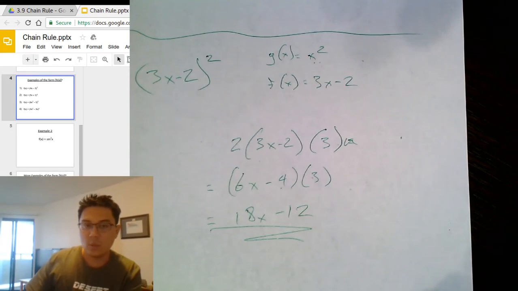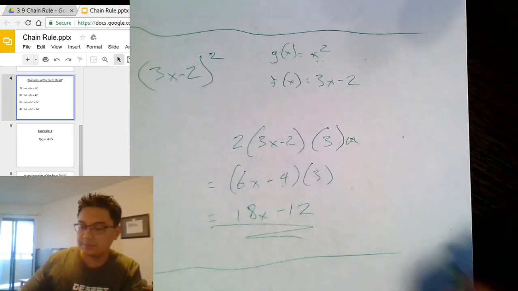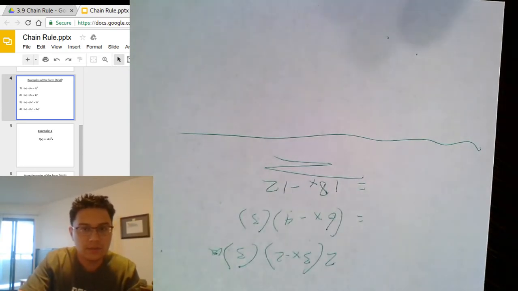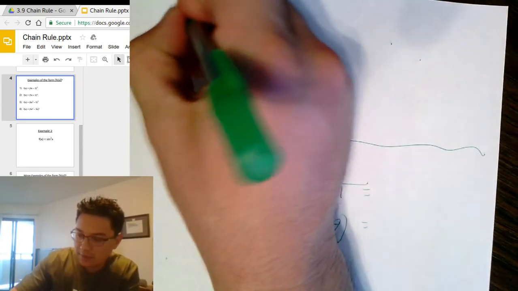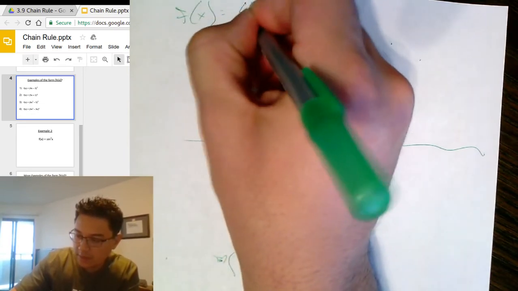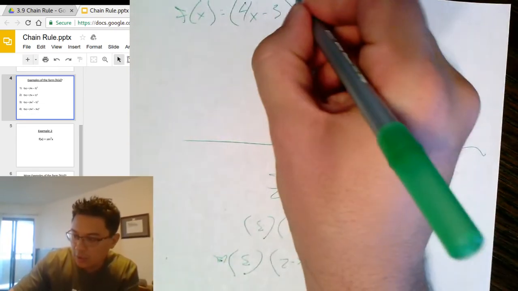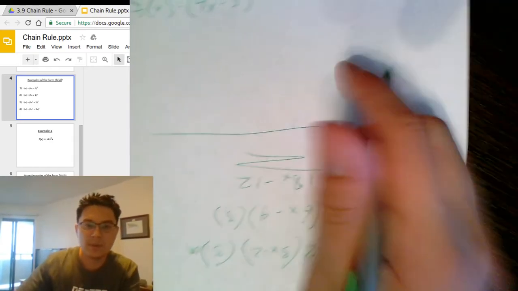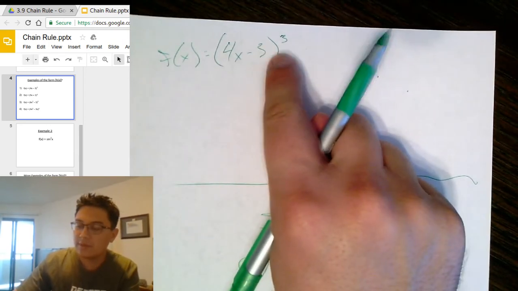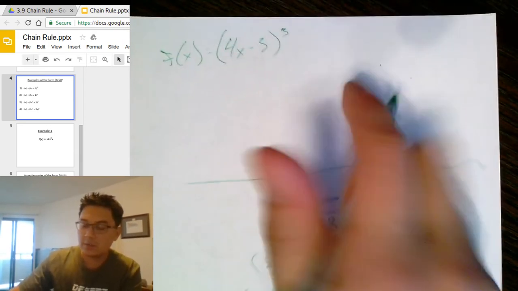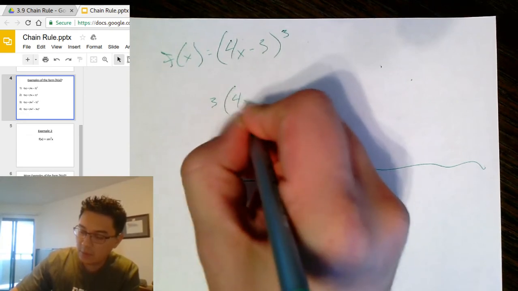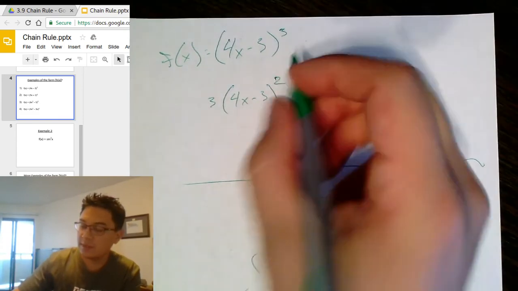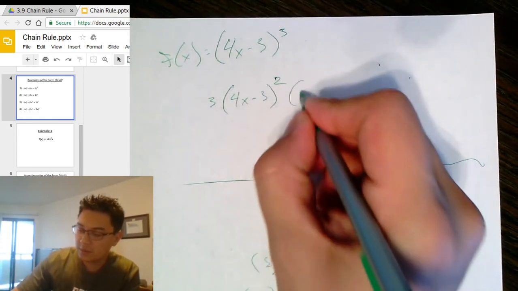I'll do a couple of the examples that are on the packet. Let's see here. We have f of x is equal to 4x minus 3 cubed. Let's work this one out, and then I'll probably end the video, and if you guys have questions, bring them up during class. So we're going to take the derivative of the outer function, which is the cube. So we're going to bring the 3 down to the front. We'll have 4x minus 3, and then it just becomes squared. And then we take the derivative of the inner function, which will just be 4.